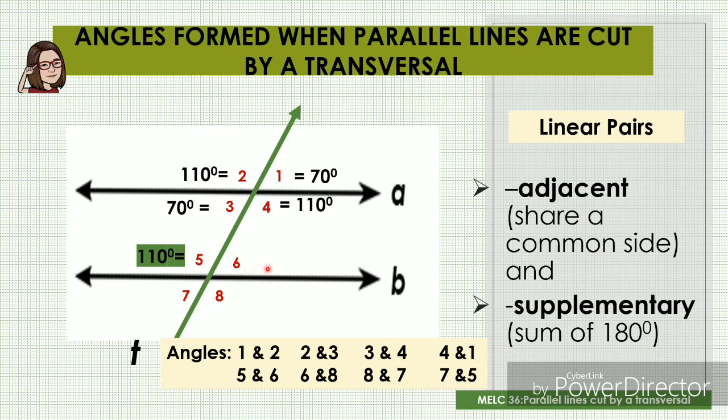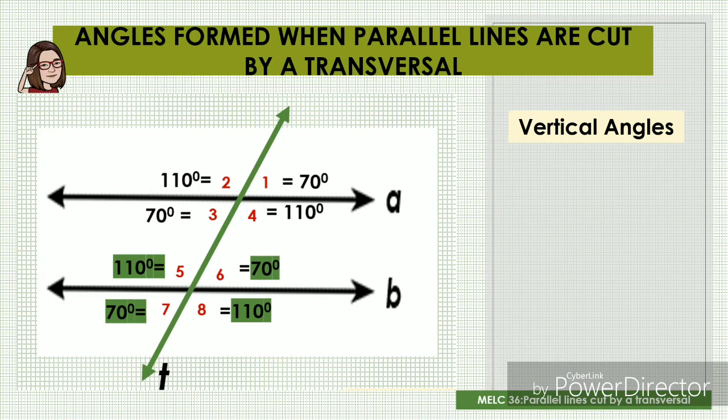So, angle 6 now, we can get as 70, because 4 and 6 are consecutive, or 5 and 6 are a linear pair. So, their total is also 180. Now, angle 8, therefore, is 110 because it is a linear pair, right? And then 7 is 70 degrees. Do you follow?